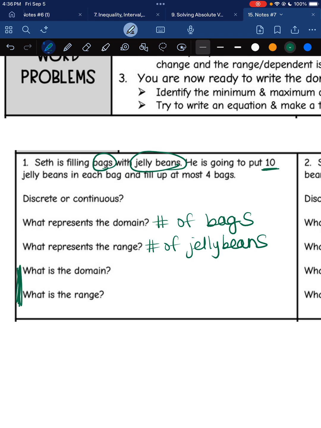The way that you figure out if this is discrete or continuous depends on this one. Please do not look at the range. So since the domain is a number of bags, discrete numbers are whole numbers, like 1, 2, 3. If you say that it's continuous, you're saying that you can include any decimals. So for this, I cannot have, let's say, 1.5 bags. It has to be a whole number. So this is going to be discrete.